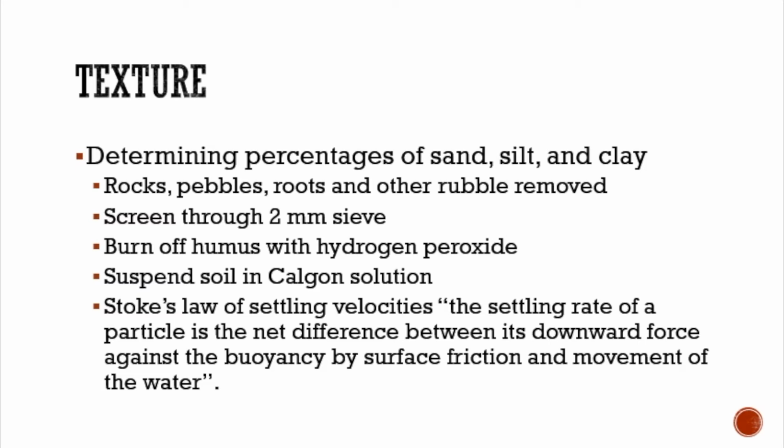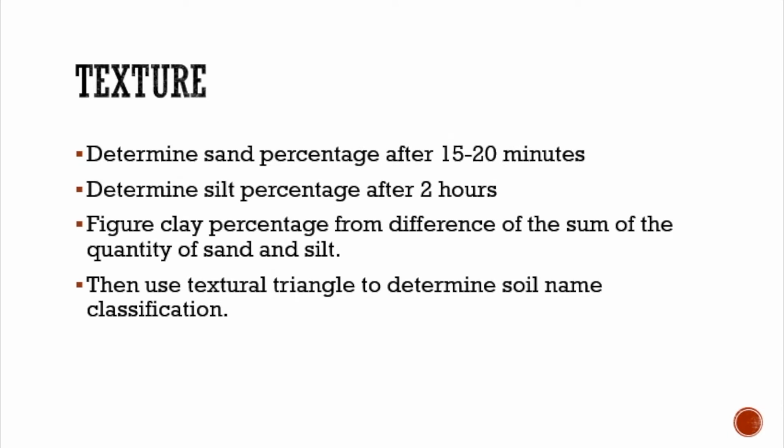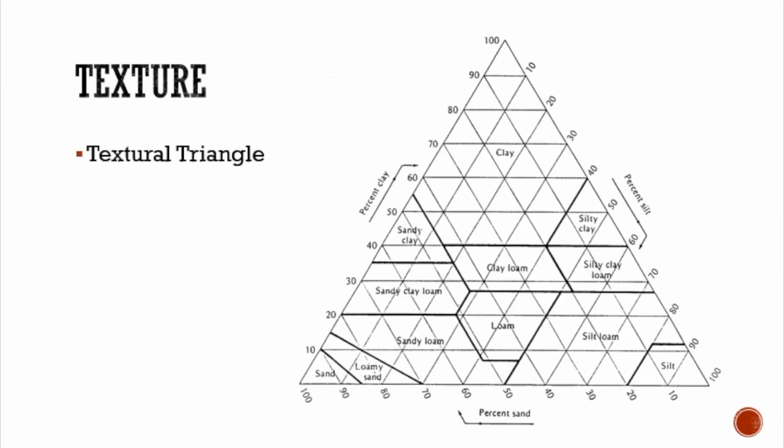As we shake that soil up in that Calgon solution and then allow it to settle, Stokes' law of settling velocities tells us that the larger that particle is, the faster it's going to settle out. And it gives us an opportunity then to be able to determine particle size according to time as those soils separate out. We can determine sand after 15 to 20 minutes of settling. We determine silt after 2 hours, and then we subtract the total volume from the volume of sand and silt to find the clay percentage after that. Then we can take those percentages to the textural triangle, and we can determine what that soil's textural name is based on the amount of sand, silt, and clay that is present in the soil.